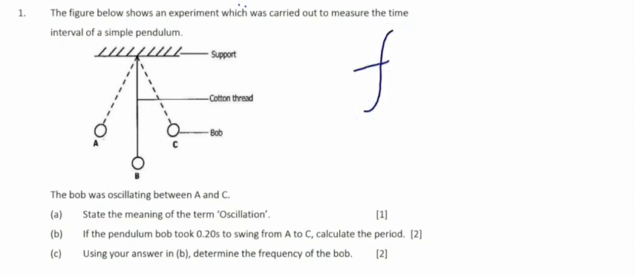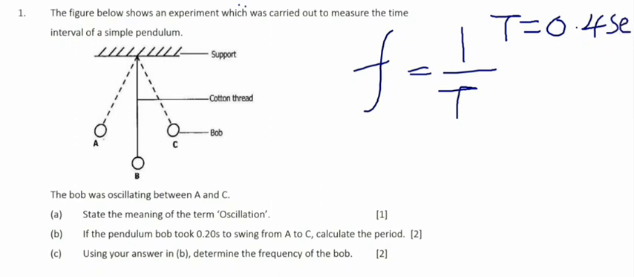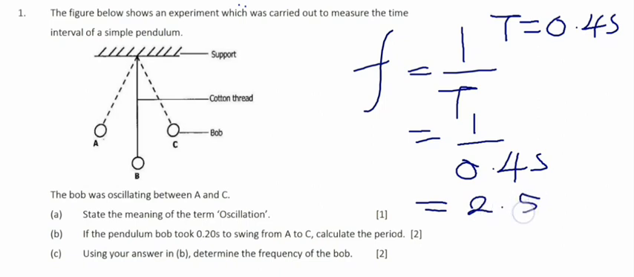So frequency is equal to 1 over the period of the pendulum. In this case, the period of the pendulum is 0.4 seconds, right? So since we have 1 over 0.4 seconds, when I divide, the answer is just going to be 2.5 hertz. Frequency is measured in hertz, denoted by capital letter H and small letter z, right?